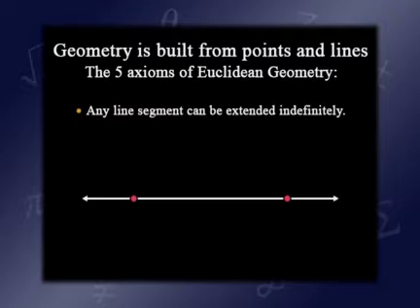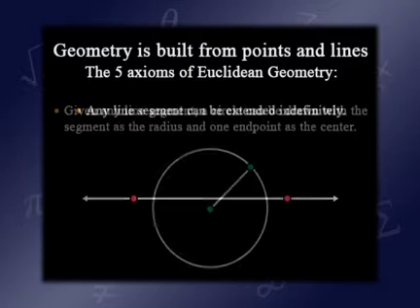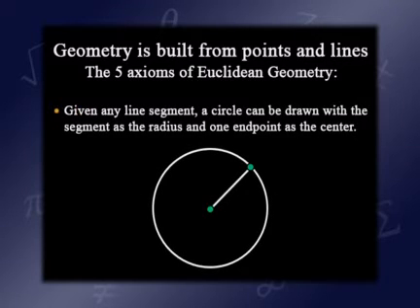Any line segment can be extended indefinitely. In other words, starting with a segment, you can turn that segment into a ray or into a line. Given any line segment, a circle can be drawn with the segment as the radius and one endpoint as the center. Okay, so here you have a point and you have a radius, and the circle consists of all points that are that same distance from the center of the circle.